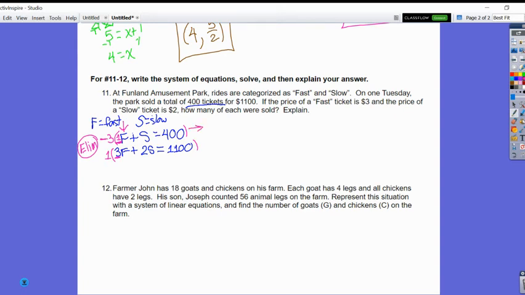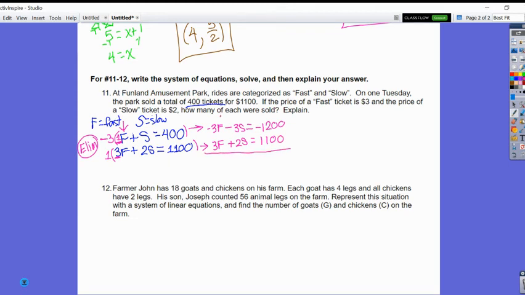And big distributive. Negative 3 times 1f makes negative 3f. Then negative 3 times s makes negative 3s. And negative 3 times 400 on the other side of the equals gives us negative 1200. Across the bottom, multiplying by 1 makes that an easy choice. It stays the same. 3f plus 2s equals 1,100.